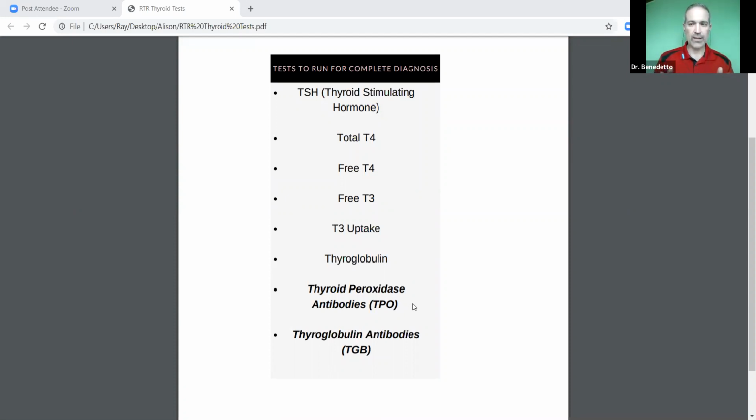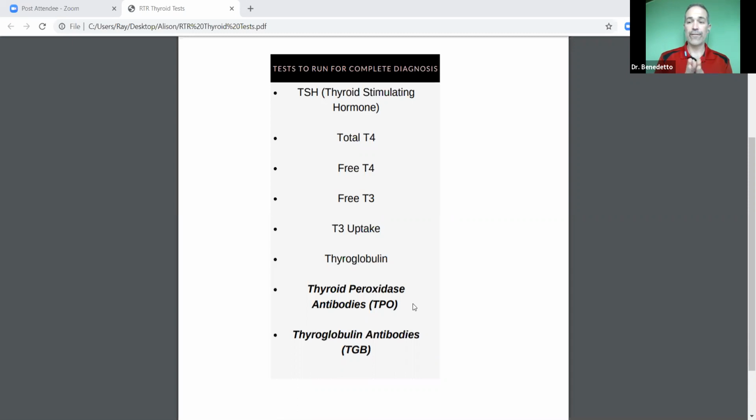And they're usually not run out of the gates. I mean, they are in my world, but out there with the rest of the docs, they don't run them all that often. If at all, right out of the gates, maybe down the road. And these are what are called thyroid antibodies, okay? There's two of them primarily for hypothyroidism, which is much more common. Thyroid peroxidase antibodies, or TPO antibodies, and something called thyroglobulin antibodies, or TGB antibodies, okay? Thyroid peroxidase, TPO antibodies, thyroglobulin, TGB antibodies.